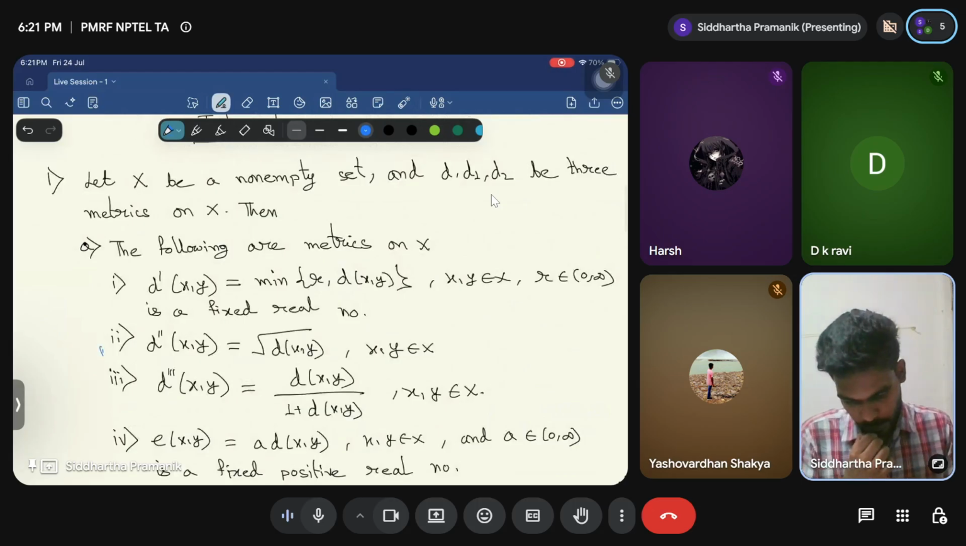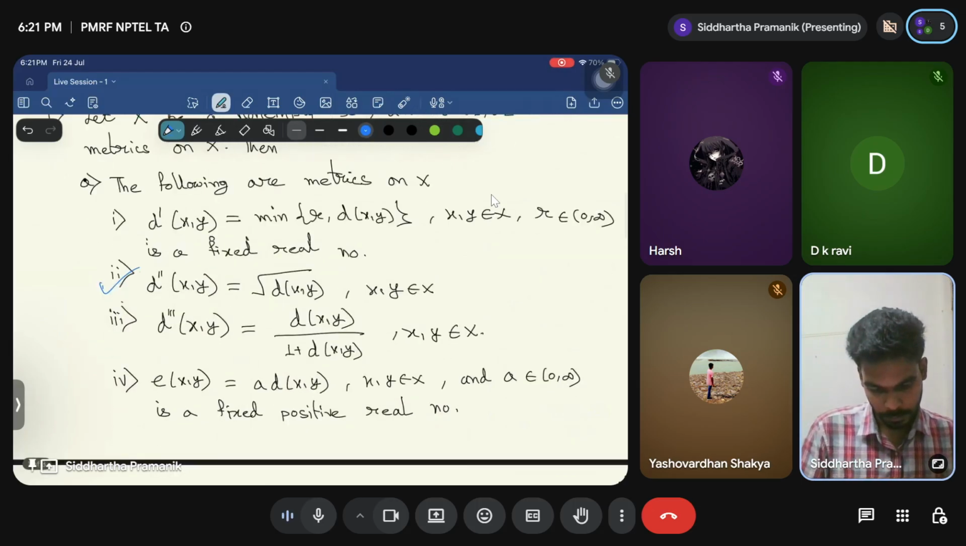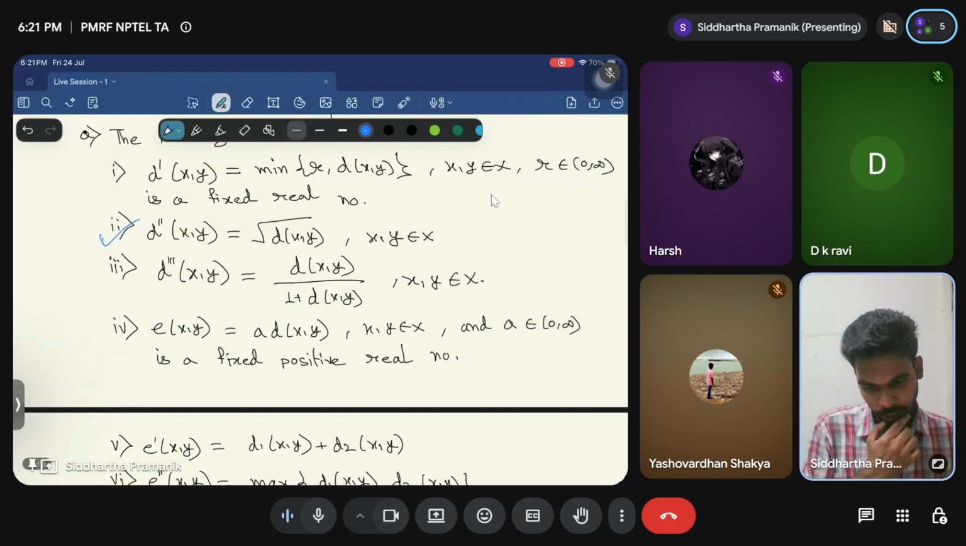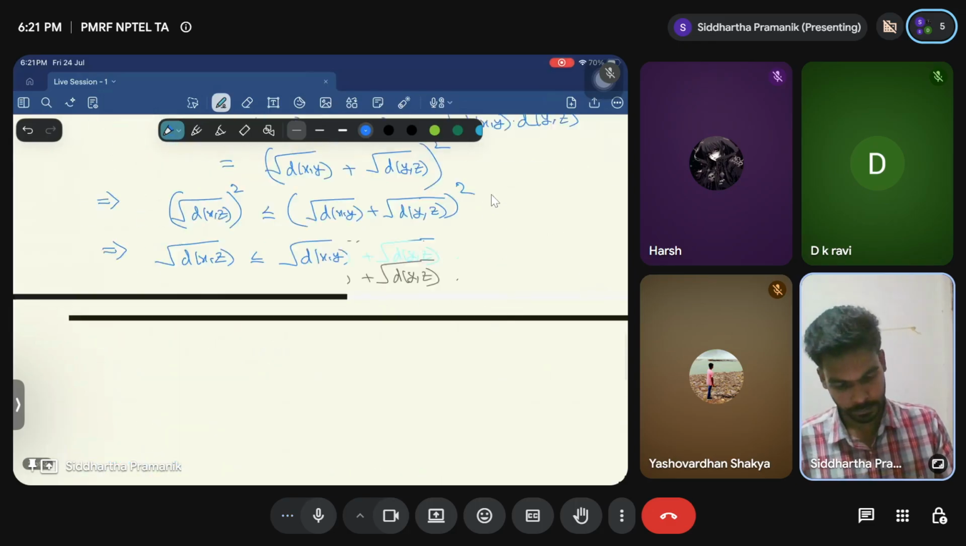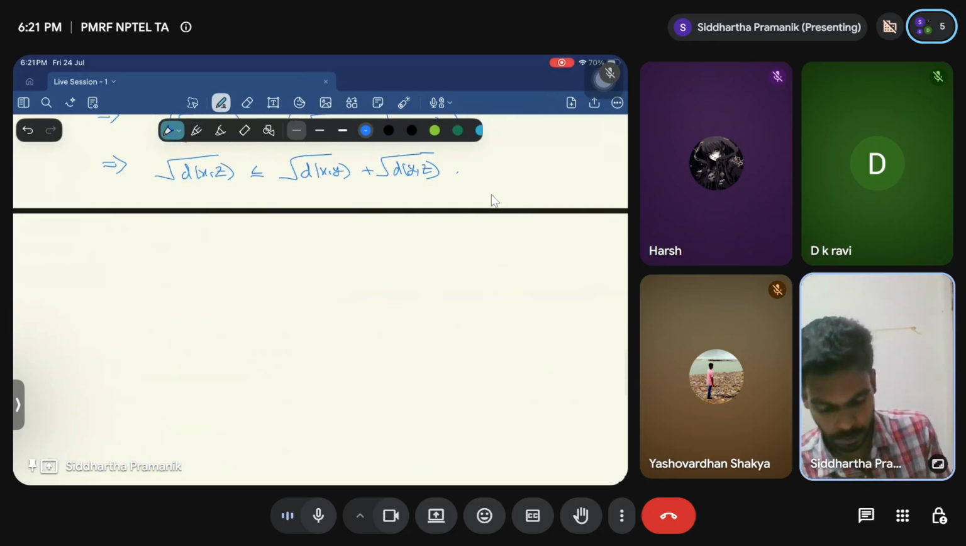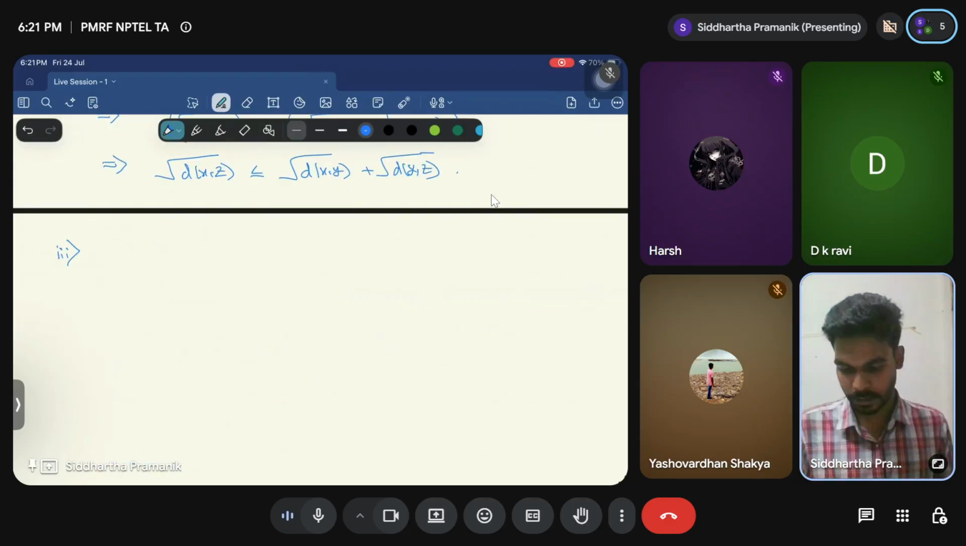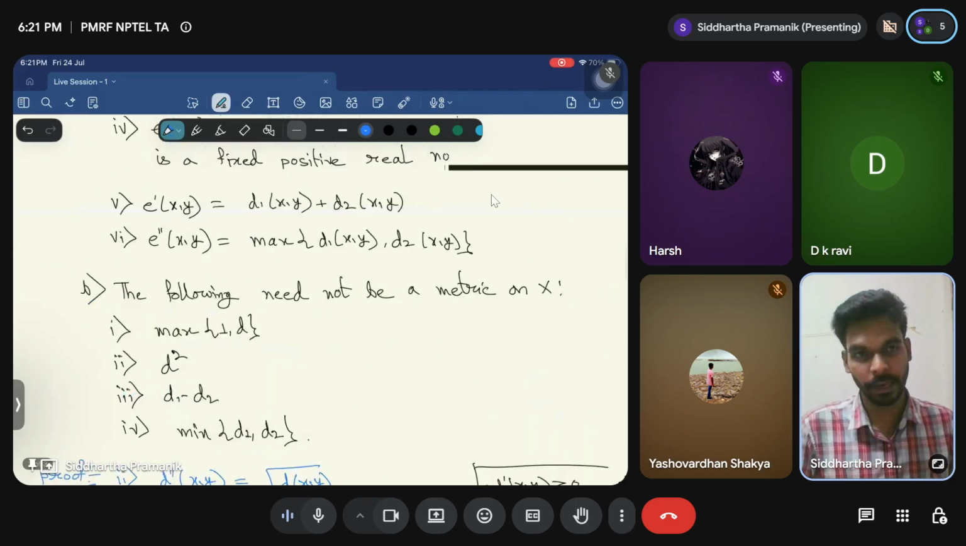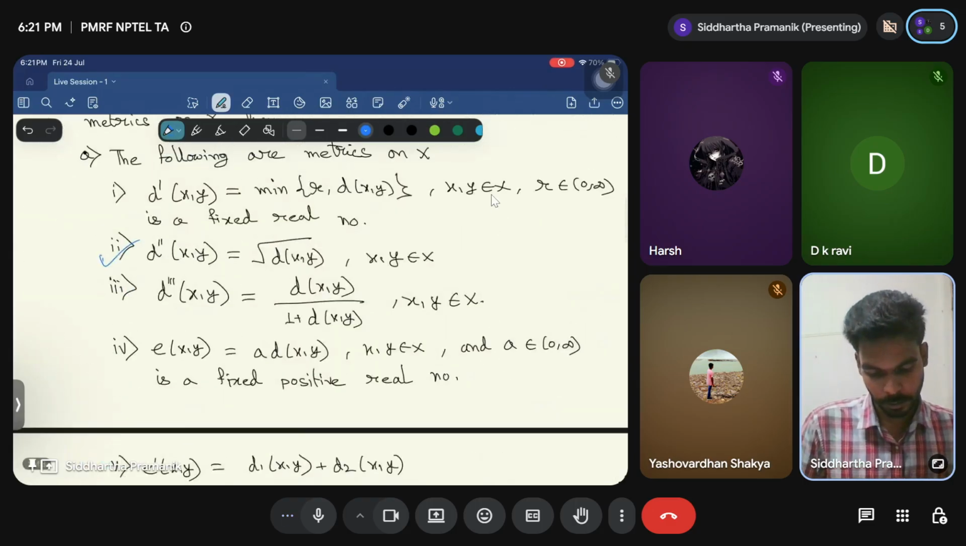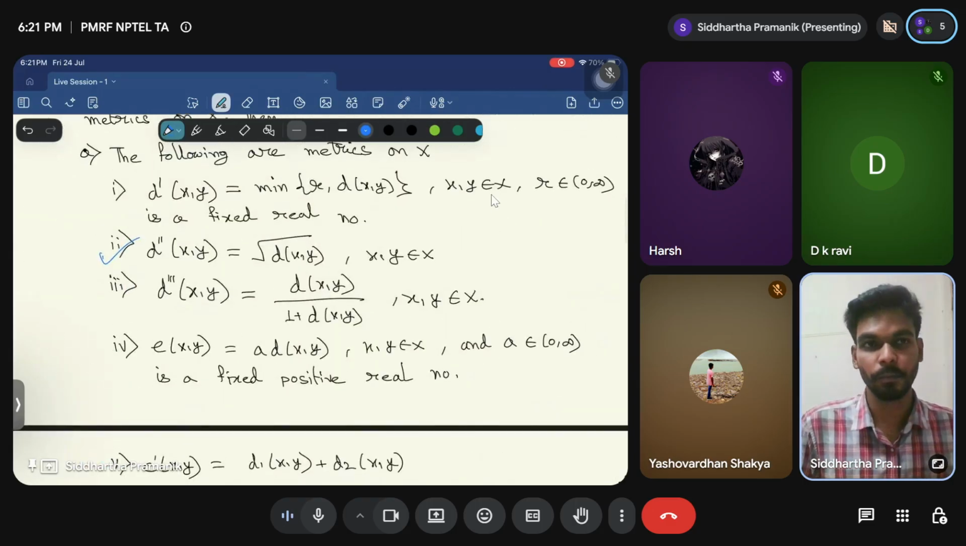So I proved the second one. Let's do the third one, I think it is also there. Okay, maybe let's do this because the triangle inequality you might face some problem. And this one is important. I will use this metric again in the upcoming problems. Let's spend some time on this.